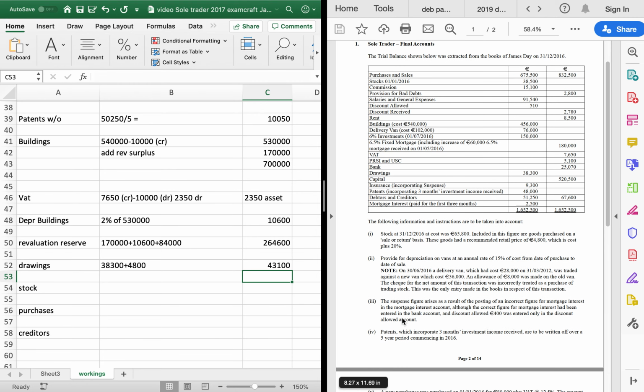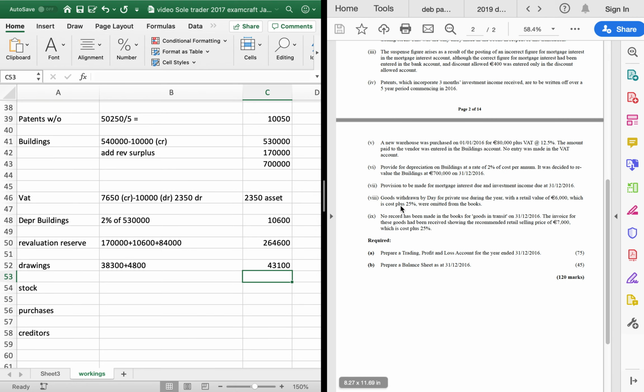Then finally, no record has been made of goods in transit. Goods in transit that you actually own. This is one, by the way, where it'd be the same process if I was asked in incomplete records. You would ignore the purchases element, and you would only do stock and creditors, and it would automatically change purchases, like I showed you.